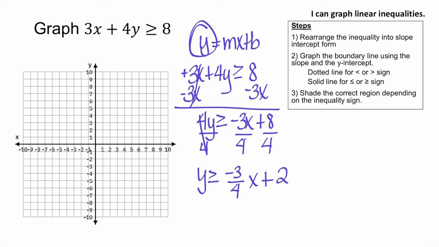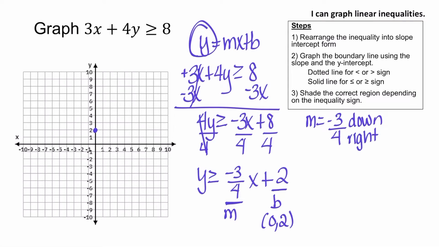Now you can see this is in slope-intercept form. Negative 3 over 4 is my value of m, and 2 is the value of b. That means I have a y-intercept at (0, 2), so I'm going to plot my first point. I have a slope m equals negative 3 over 4, which means I go down 3, right 4. So I'm going to plot my points down 1, 2, 3, right 1, 2, 3, 4. Here's my second point.